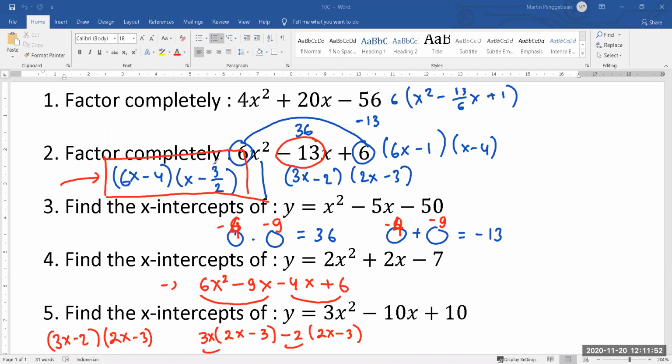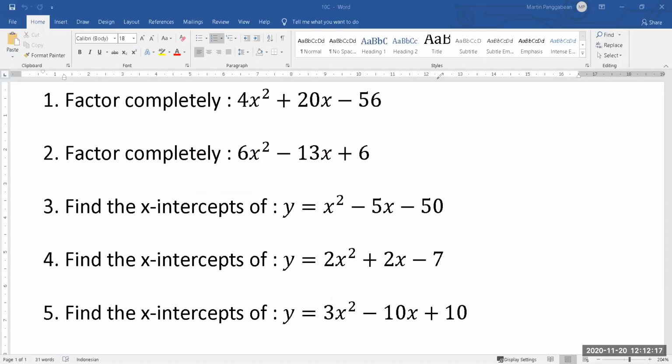But the thing is, we don't like fractions, right? So if we have this, let's make it this one. Of course, if you present this as your final answer, it's not wrong. It's still correct. Any question so far? Number 1 and number 2. Very good.